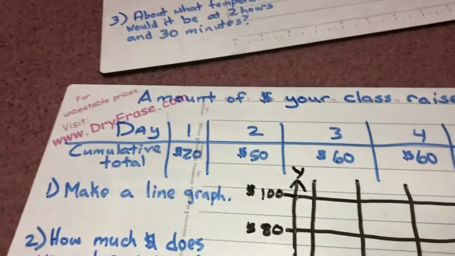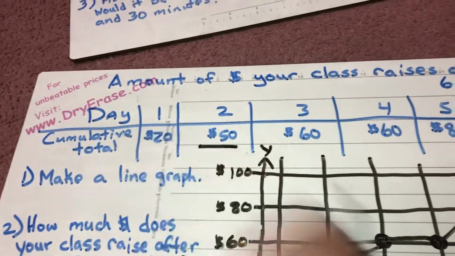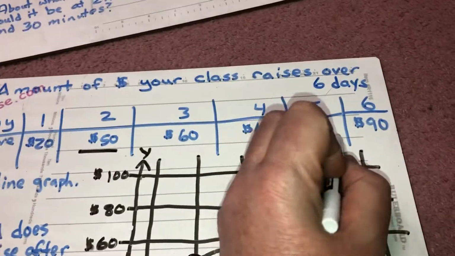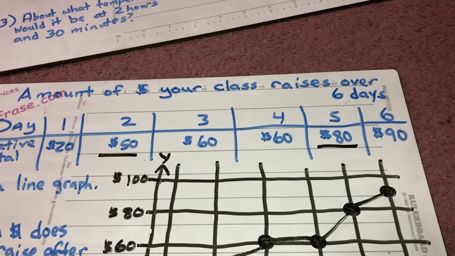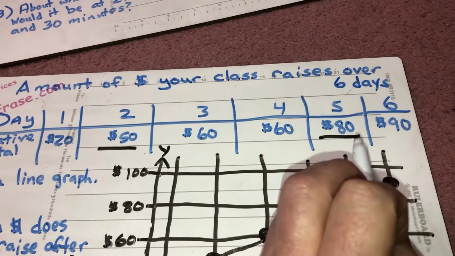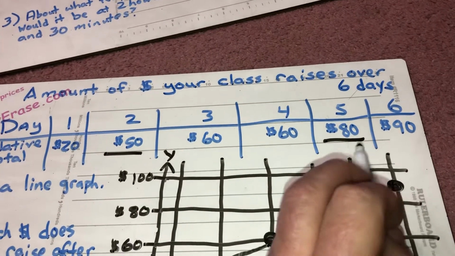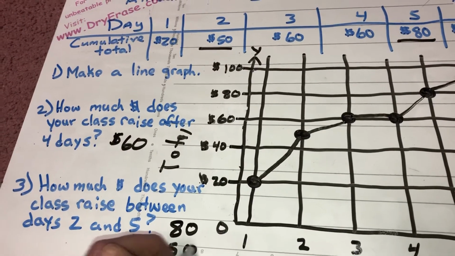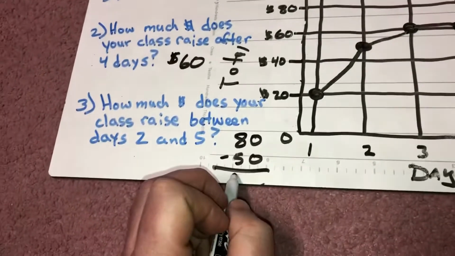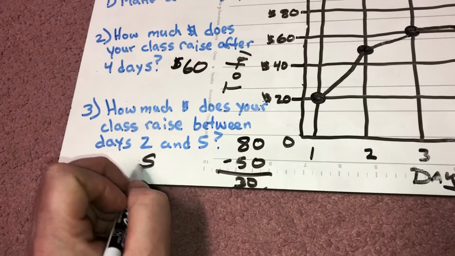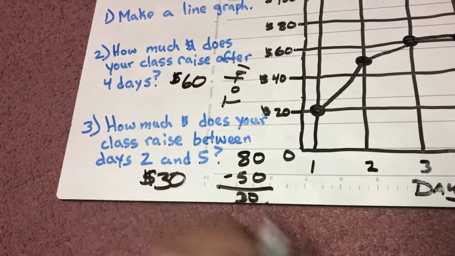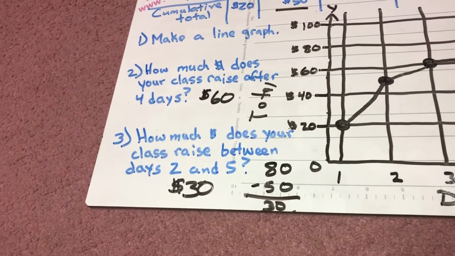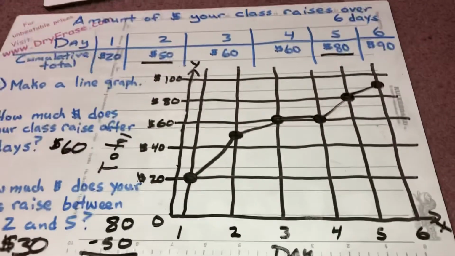Well, day 2 was $50. Day 5 was $80. So I've got to find the difference between 80 and 50. Well, 80 minus 50 is going to end up being $30 raised between days 2 and 5. Not hard. 5th grade, you can handle this.